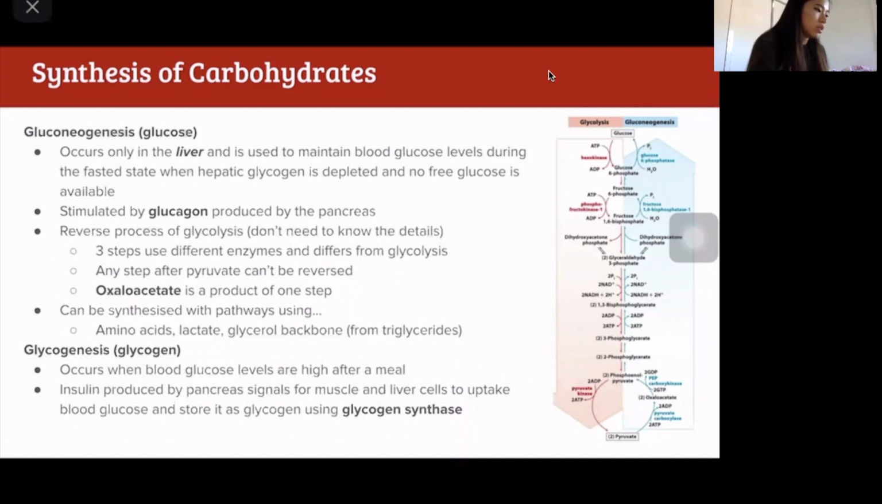So the synthesis of carbs can be done by pathways using different starting materials. This includes amino acids, lactate, and the glycerol backbone that originates from triglycerides. And glycogen synthesis occurs when blood glucose levels are high after eating, and insulin produced by the pancreas signals muscle and liver cells to take up blood glucose and store it as glycogen using glycogen synthase.